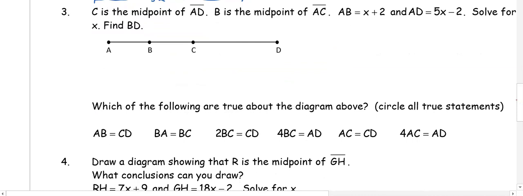In number 3, C is the midpoint of AD, which means this is half of our segment, and this is half of our segment. B is the midpoint of AC. So if you're taking a half and you're splitting that again, that means that each part of the line is 1/4.